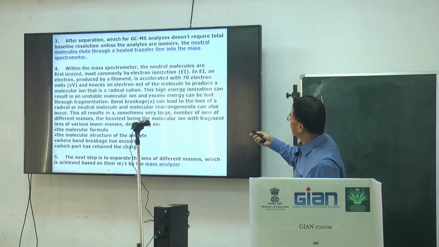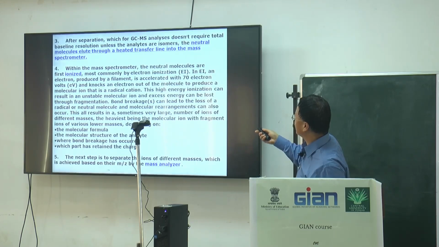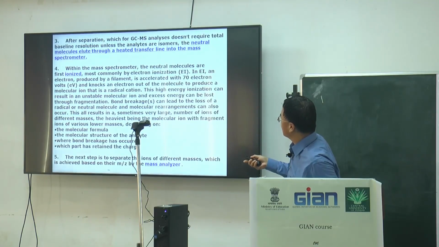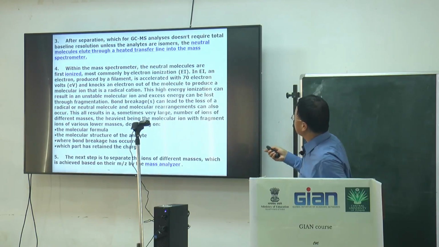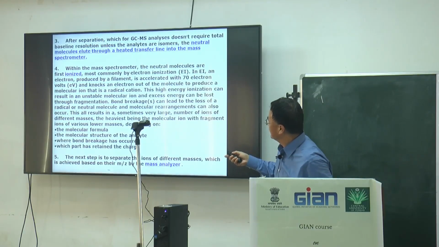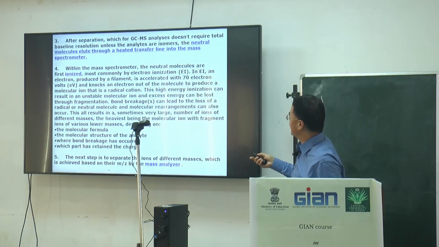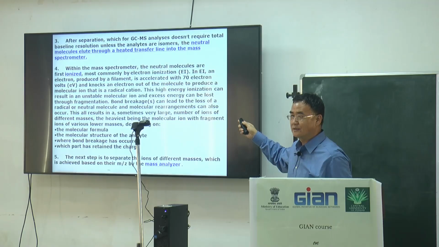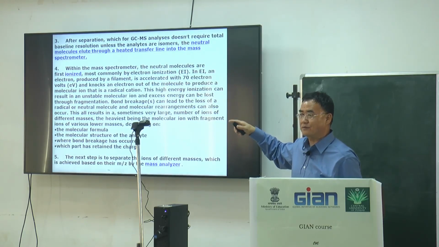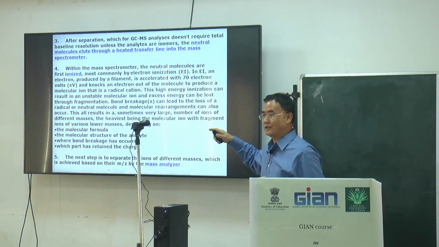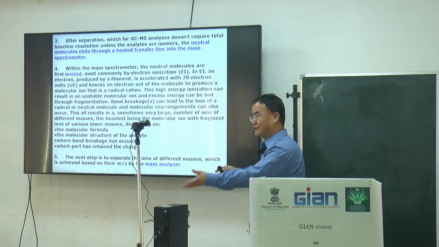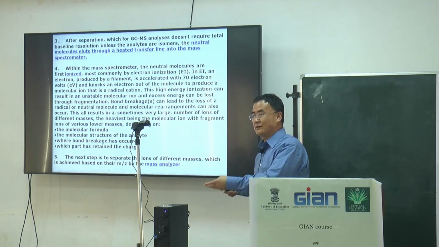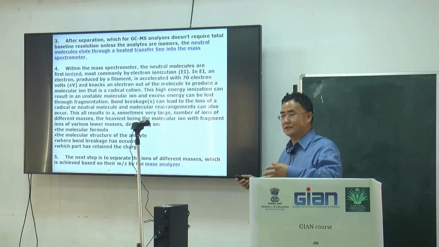The neutral molecule goes through the heat transfer line into the mass spectrometer. Then in the mass spectrometer, the neutral molecules are first ionized, most commonly by electroionization. This is in GCMS, but in LCMS, most often we use electrospray ionization. And before this, some use chemical or other types of ionization for large molecules.